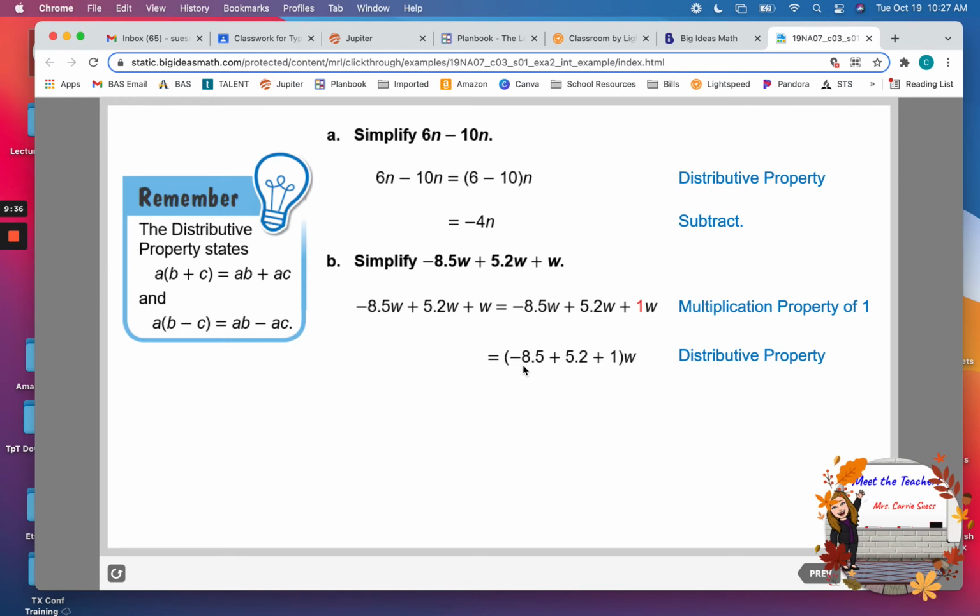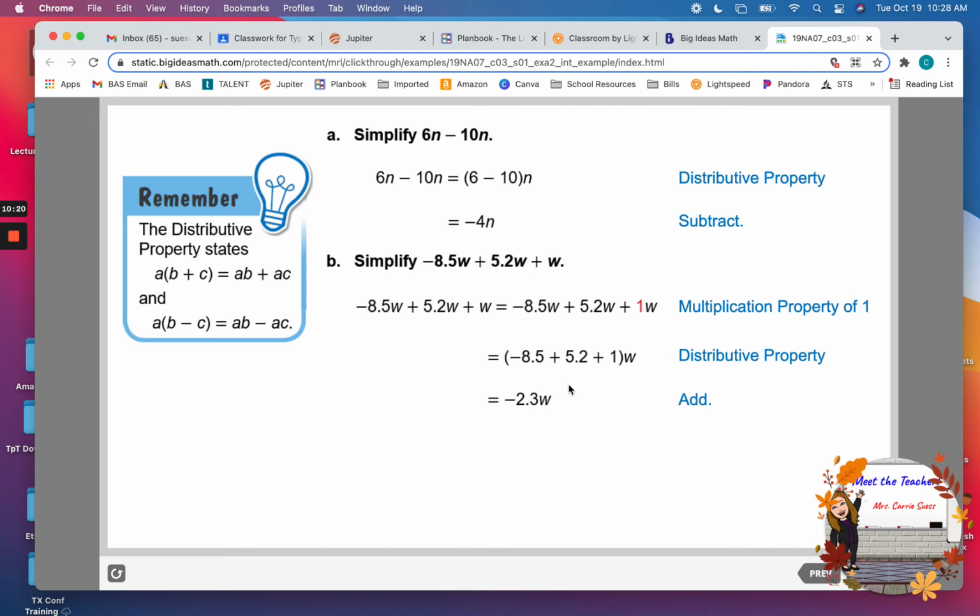So what is -8.5 plus 5.2 plus 1? -2.5 W. Close. No, 2.3. You were close. So you have negative 8.5 plus 5.2 plus 1. My brain does this in my head: I add the 1 to the 5, which makes this 6.2. And I go, what's 8 minus 6? 2. 5 minus 2, 3. So that's how my brain does it. So negative 2.3W, because the biggest number was a negative.